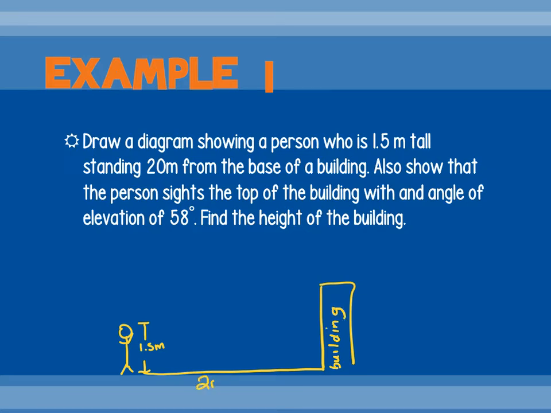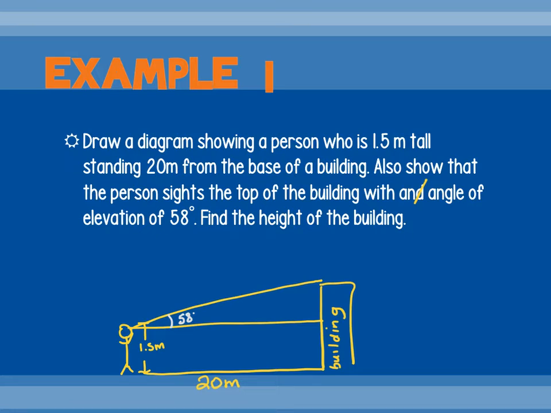They are 20 meters from the base of the building. And it says the person sights the top of the building with an angle of depression. This should be an angle of elevation, of 58 degrees. So I go from eye level to the top of that building, and this angle in here, which is the angle of elevation, is 58 degrees. Find the height of the building.